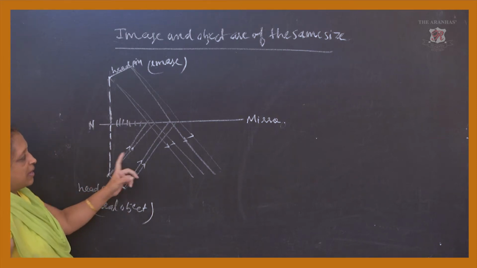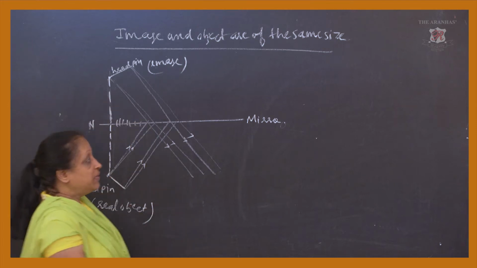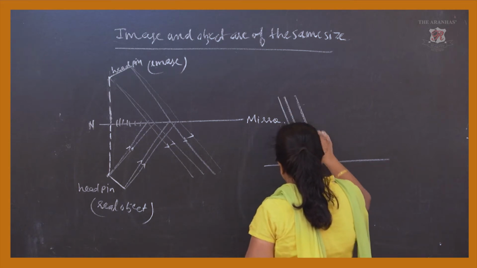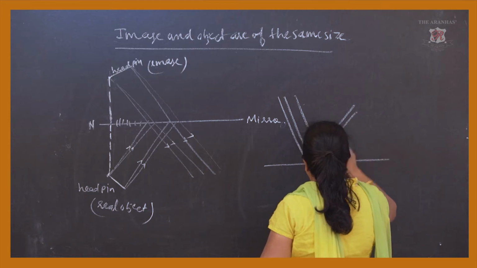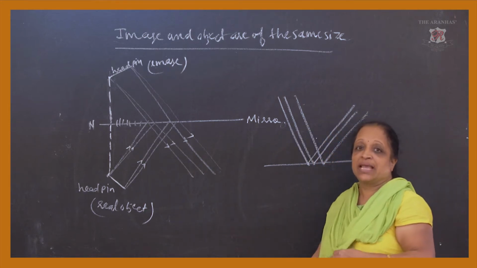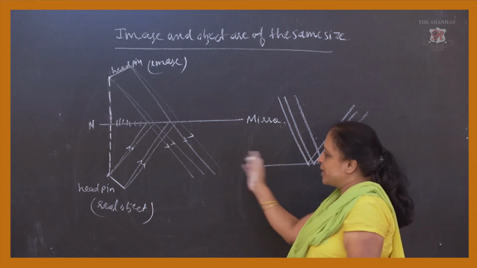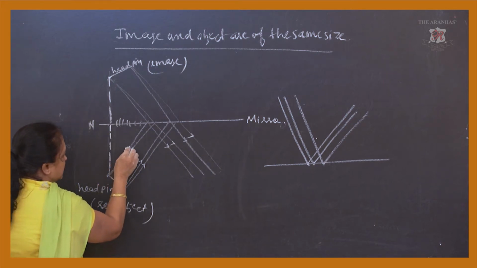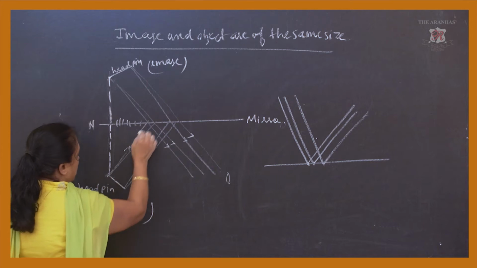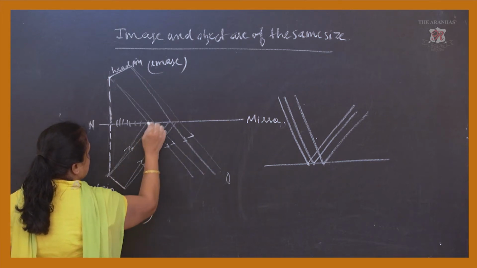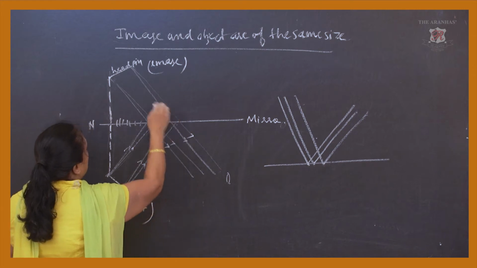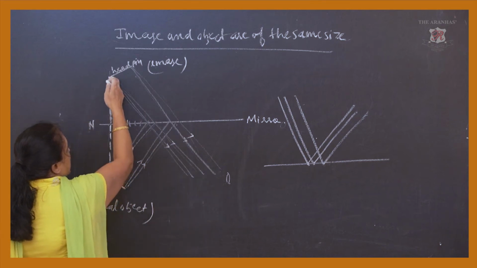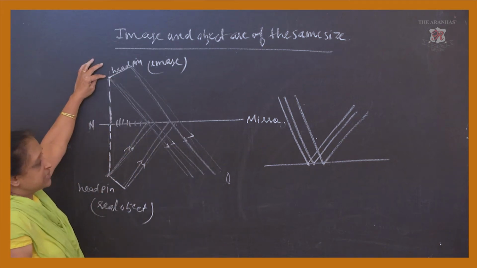This is the head pin. If you notice the very first diagram which I had drawn, the rays are falling on the plane surface and the rays are getting reflected. The drawing is somewhat the same. Here, the head pin is placed in front of the mirror, these are the incident rays falling on the mirror, and the rays are getting reflected in this manner, and also in this manner. And you find that there is an image formation of the head pin which you can see over here.